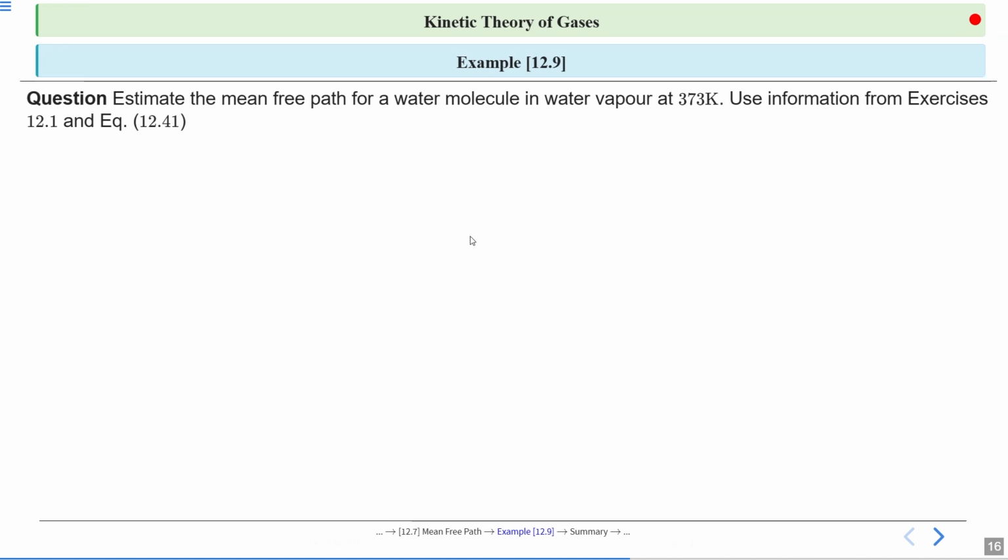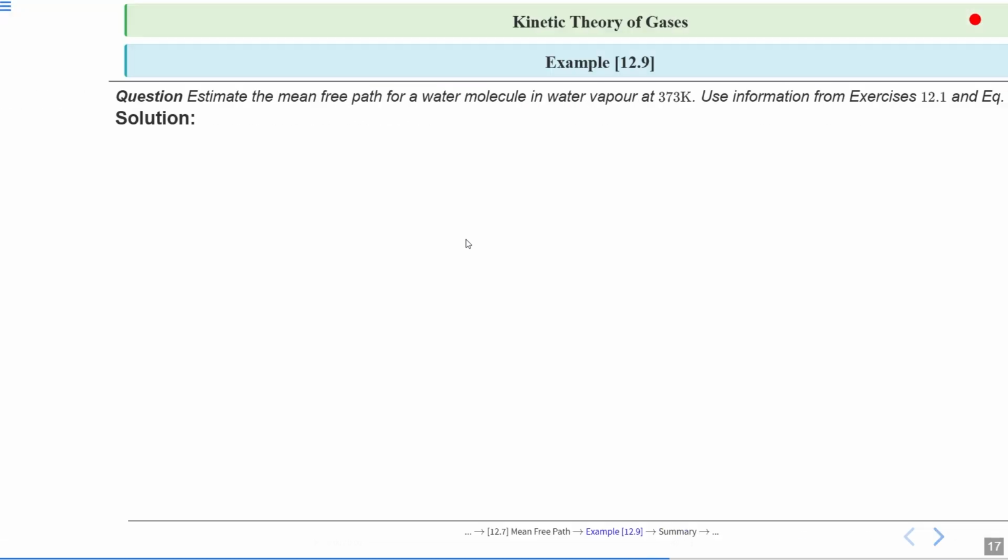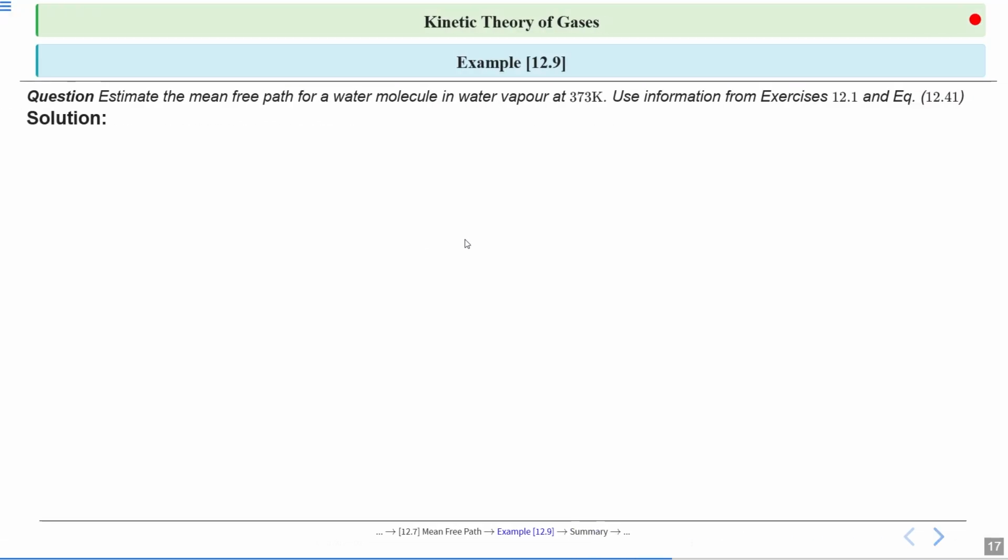Example 12.9. Estimate the mean free path for a water molecule in water vapor at 373 Kelvin. Use information from exercise 12.1 and equation 12.41. Here we have to find out the mean free path for a water molecule in water vapor by using the information of exercise 12.1 and equation 12.41. So let's see the solution.